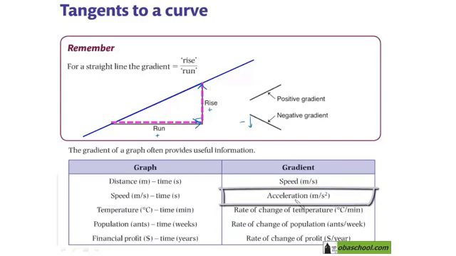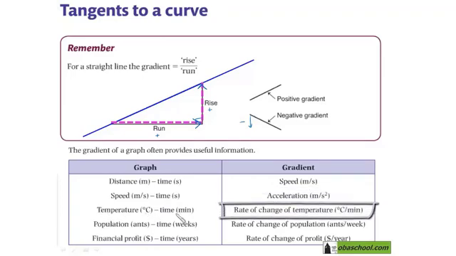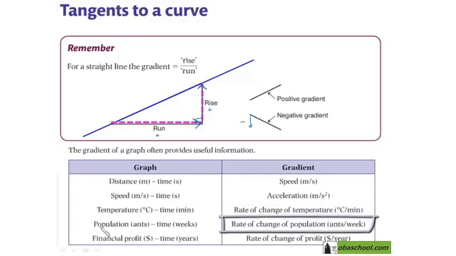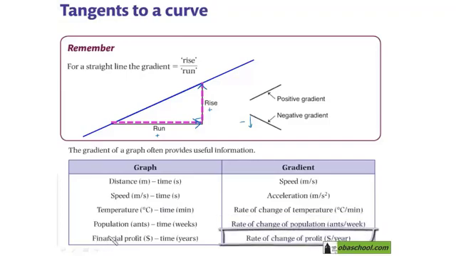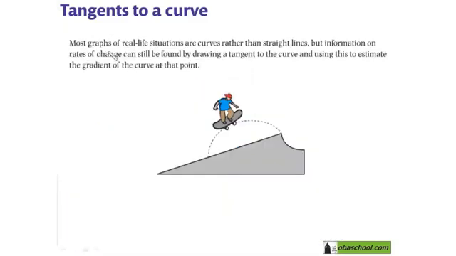Now, moving on, if we were to talk about something such as the rate of change of temperature, that is using temperature and time. If we were working with population and time, then that would be the rate of change of population. And finally, if we're talking about financial profit and time in the graph, then our gradient is about rate of change of profit. So this is just to remind us about the relation between the gradient and the graph, more specifically the run and the rise. So this was our reminder.